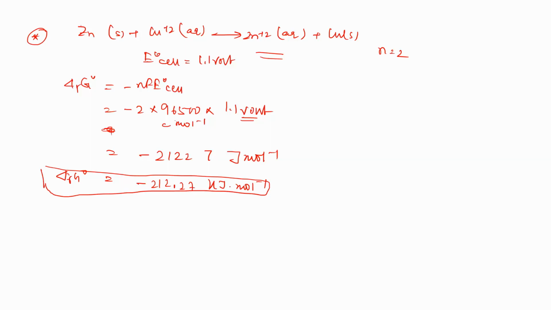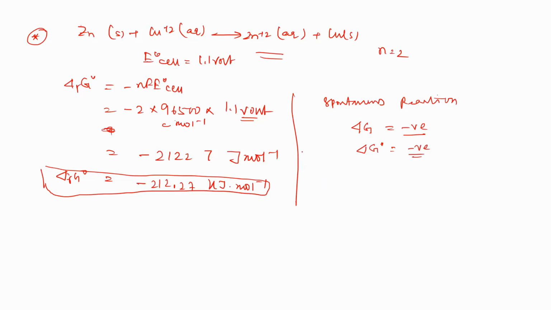And also, as I have said in the previous class, for a spontaneous reaction the delta G value should always be negative. Already I told, but again I am telling that under the standard condition delta G0 will be negative.